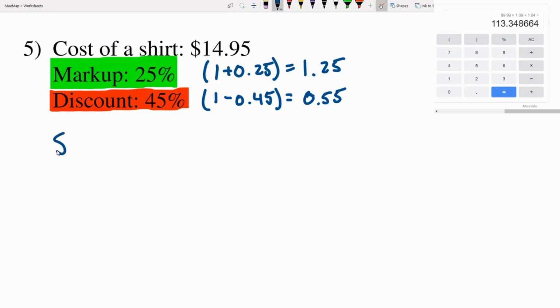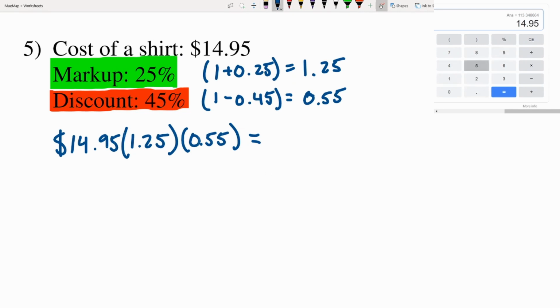So let's go ahead and multiply all those numbers together. $14.95 times 1.25 times 0.55. On our calculator, 14.95 times 1.25 times 0.55, 10.278, which rounds to $10.28.